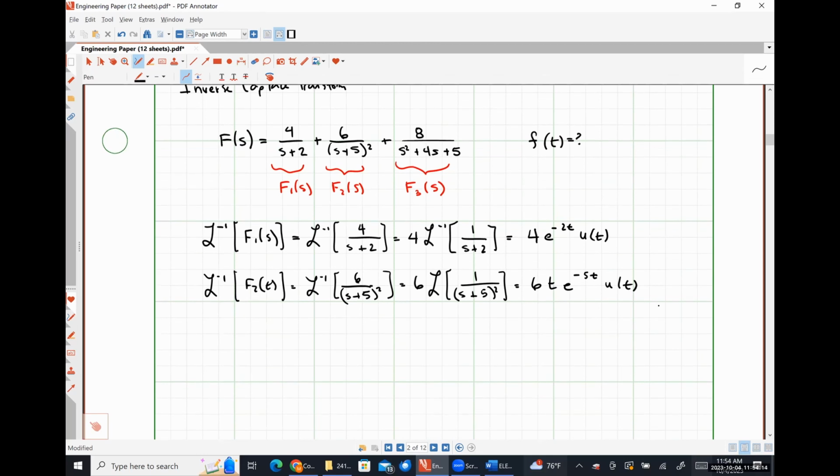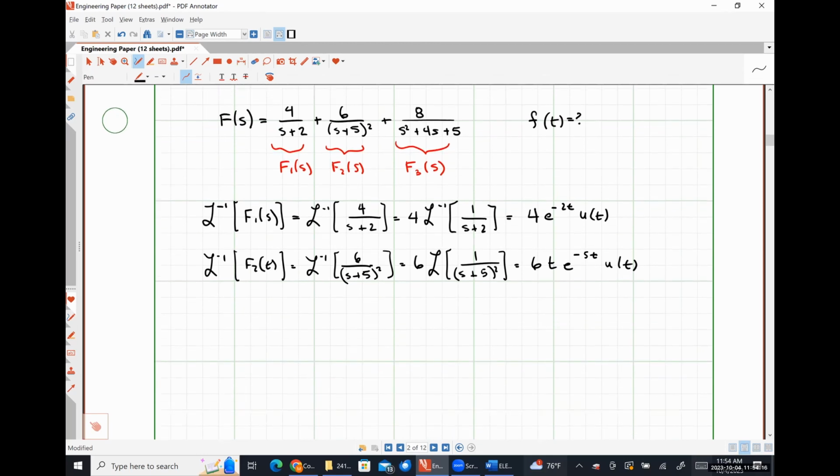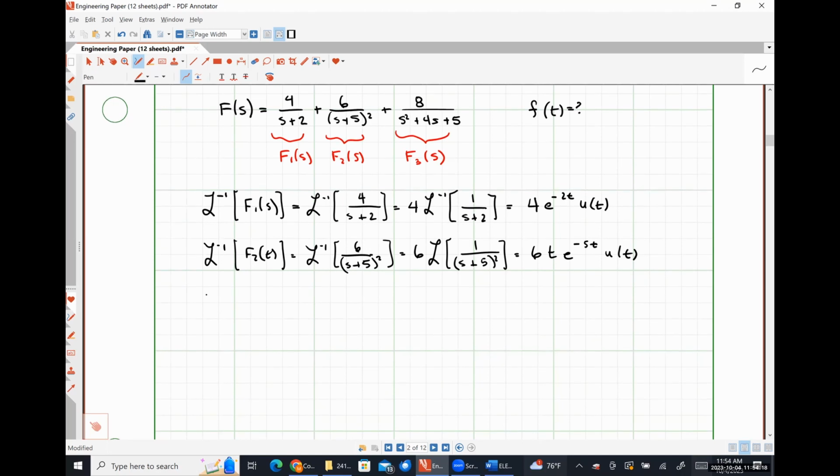F3 here is going to be a little bit more difficult, because in its present state, it's not really in the form that we know anything about.